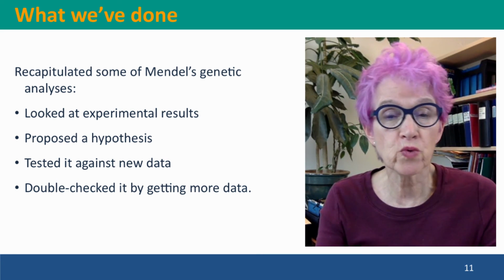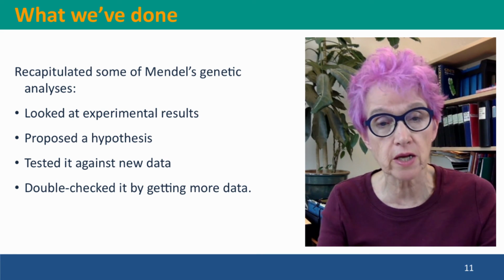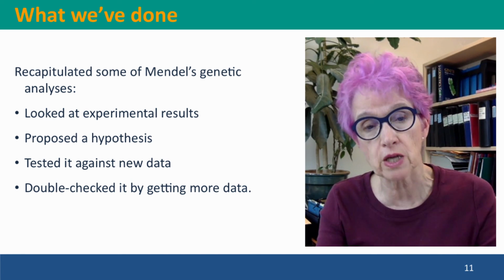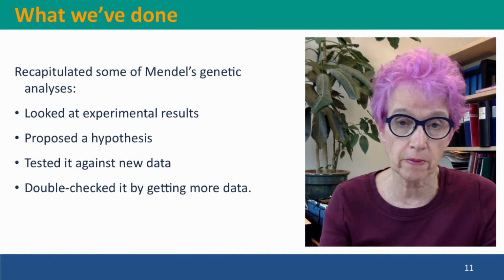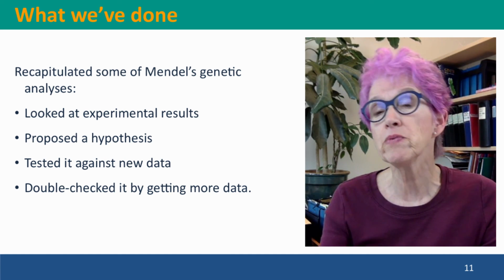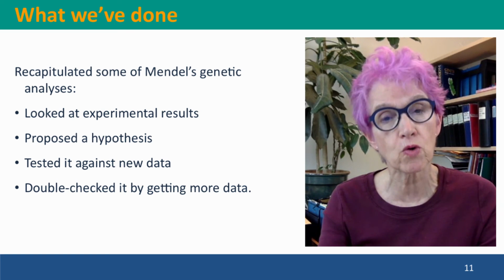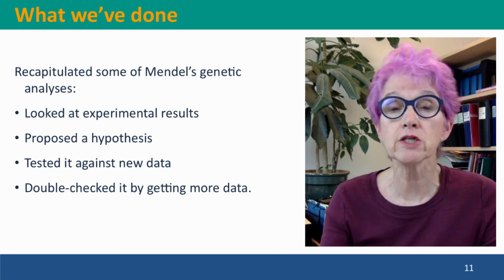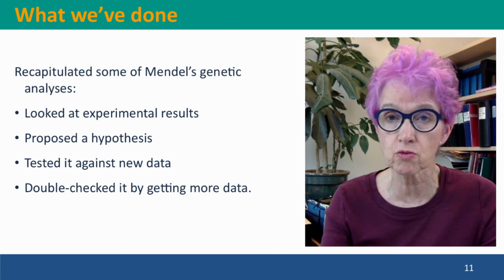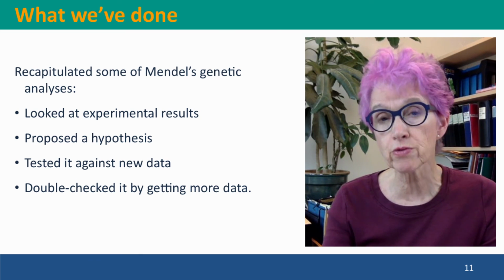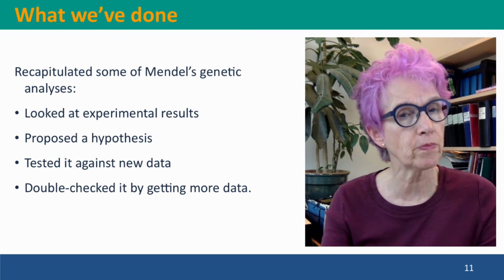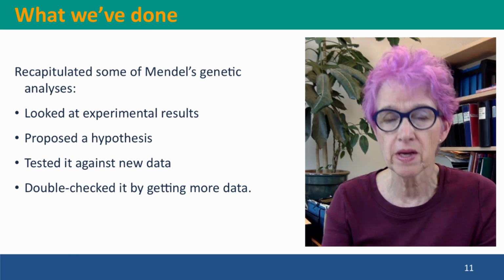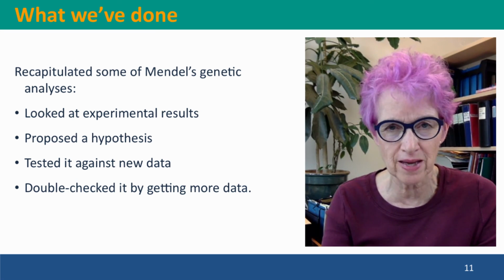So what we've done, we've recapitulated some of Mendel's genetic analyses. We looked at results of an experiment, we proposed a hypothesis, we tested this hypothesis against new data, and then we double-checked it by getting even more data and testing it against that. And then we went through a list of the questions to ask yourself when you're starting to work through a problem. Going through these questions will always help you to get a functional working perspective on the problem and to proceed in the easiest way.